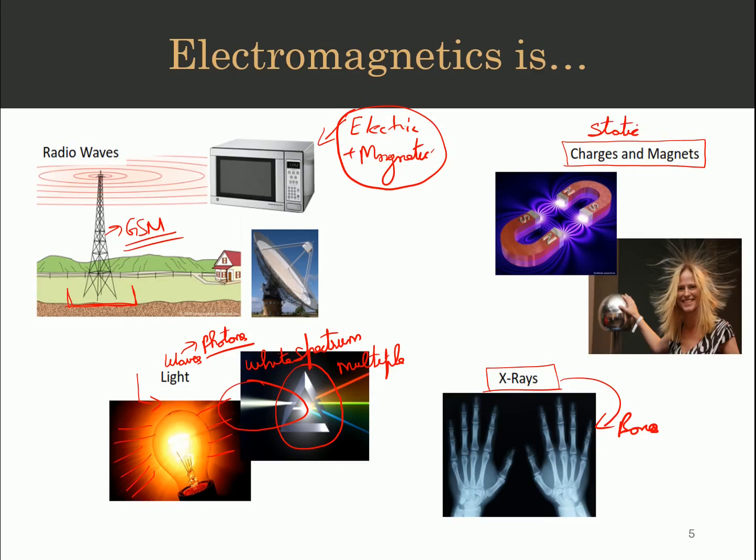So something that is still and not moving, so we say these are the static charges and magnetic fields. So these are some of the broader examples of where the electromagnetic fields are seen in action in day-to-day life.